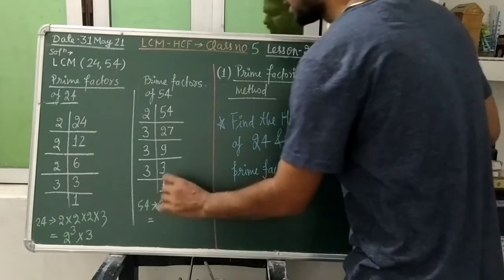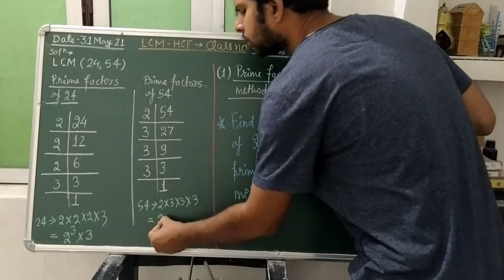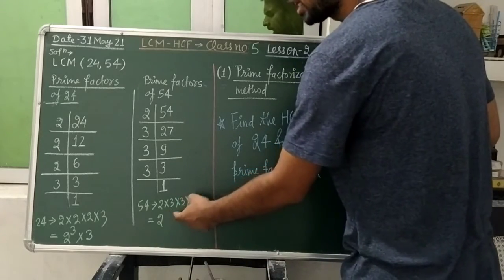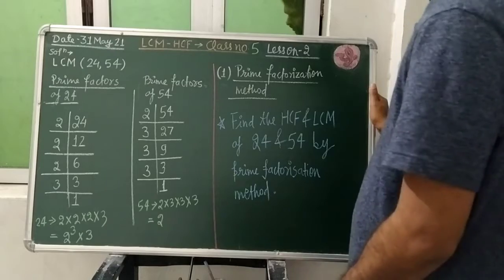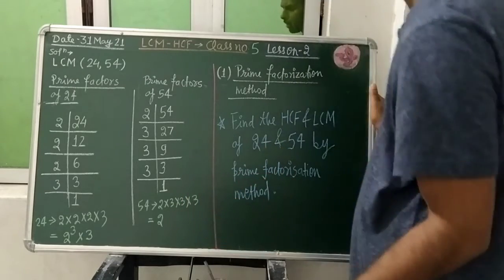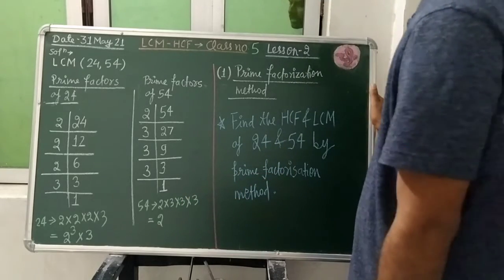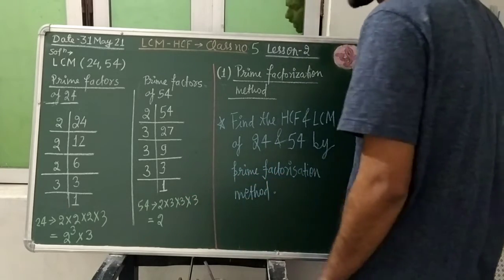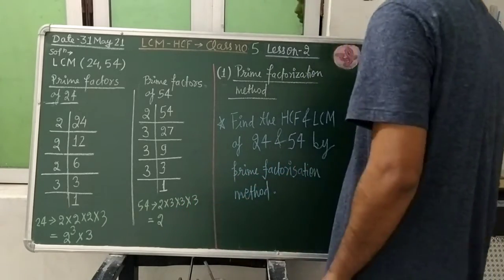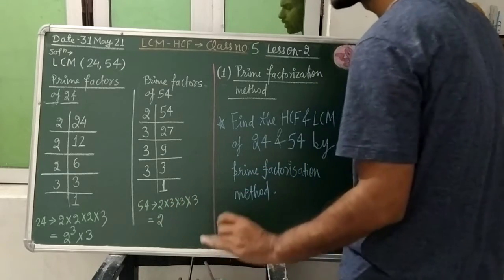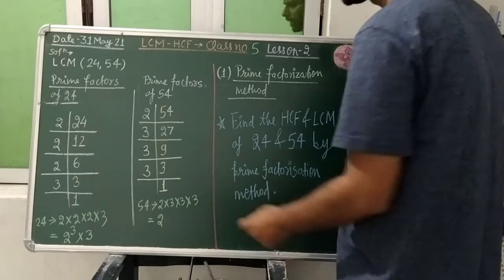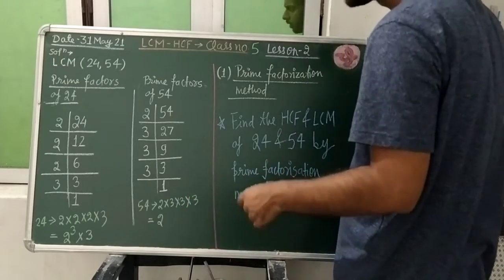Look students, 2 is present only one time, so we will write the 2 like it. But you are looking that number 3 has the power of 3. The meaning is that 3 is present 3 times with the multiply operator. 1, 2, 3. So the power of 3 is what, students? It is present 3 times with the multiply operator. That is why the power of it will be 3.